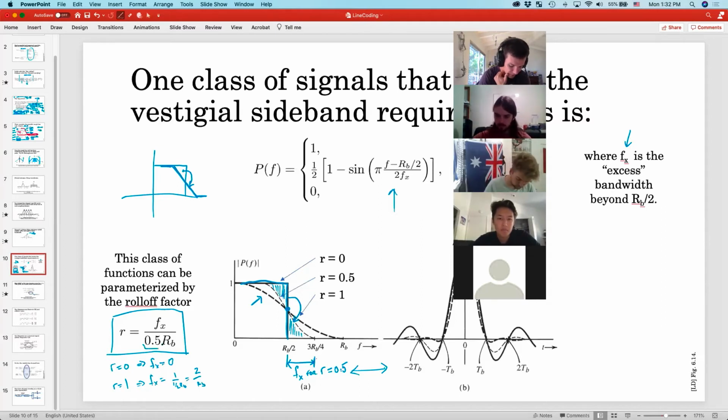This calls into question this 0.5 coefficient, doesn't it? Because for r equals 1, we should have an excess. So the excess bandwidth is not the true bandwidth, it's the difference. So let's clean this up a little bit. I think this 0.5 ought to be on top. I think this is a typo.